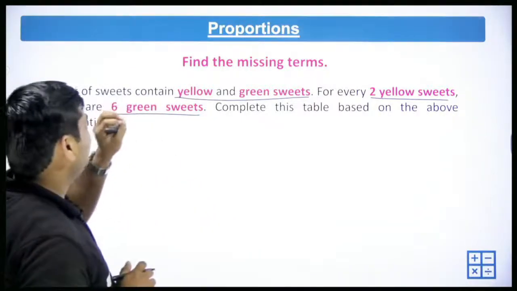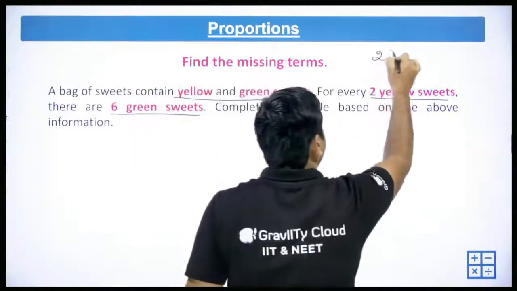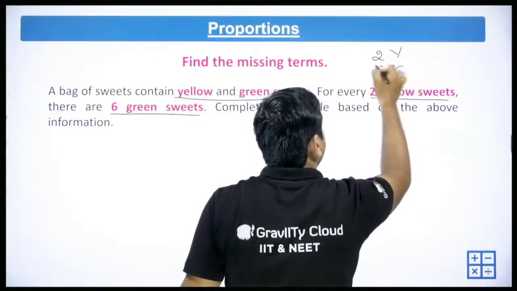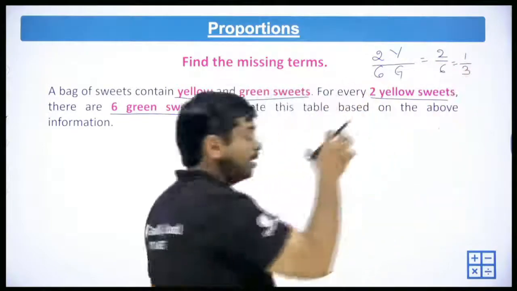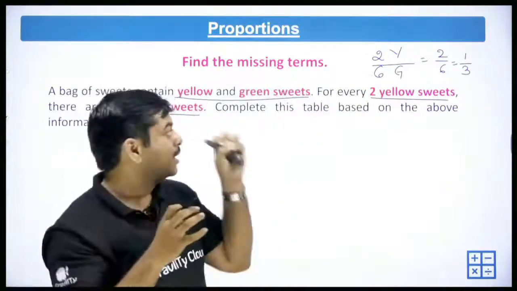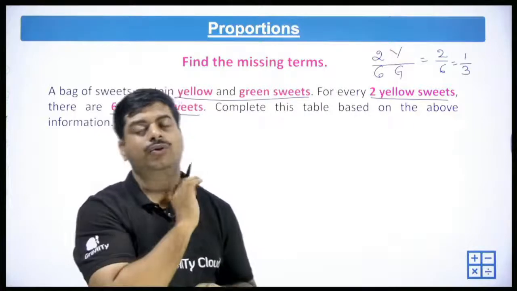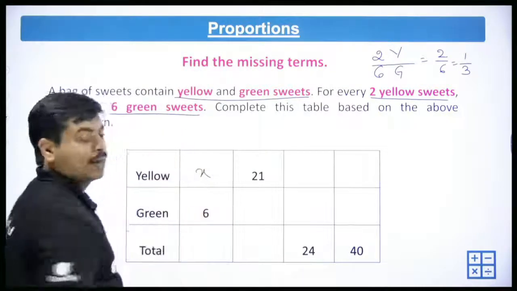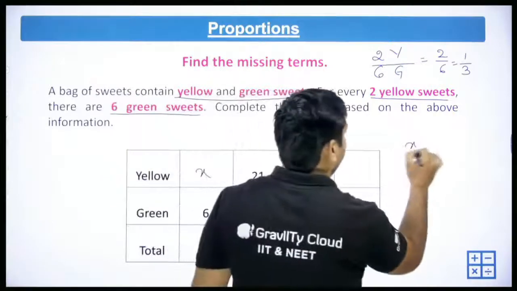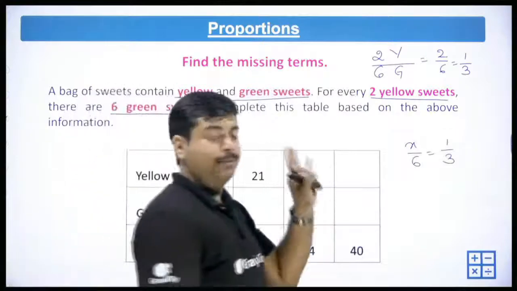A bag of sweets contains yellow and green sweets. For every 2 yellow, there are 6 green. So what is the ratio between yellow and green? 2 by 6, which is equal to 1 by 3. So that ratio should be there with you first of all between the yellow and green sweets. What is the ratio? 1:3. If the 1:3 ratio is there with you, you can try to fill any kind of table. Yellow is to green, we know 1:3. So if it is x, x by 6 is equal to 1 by 3. So cross multiply.